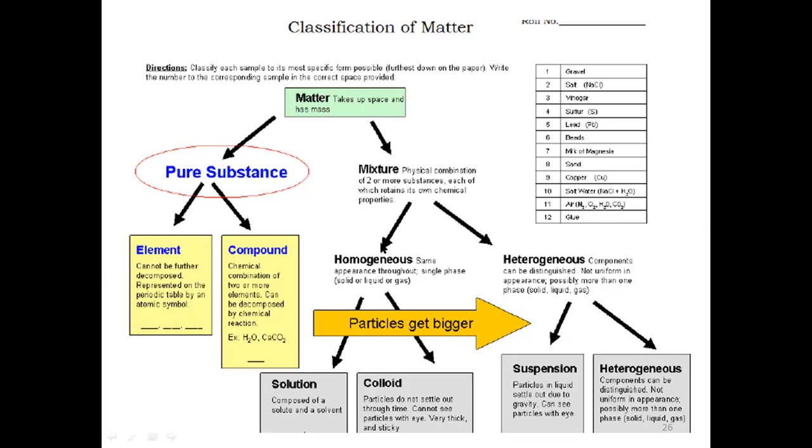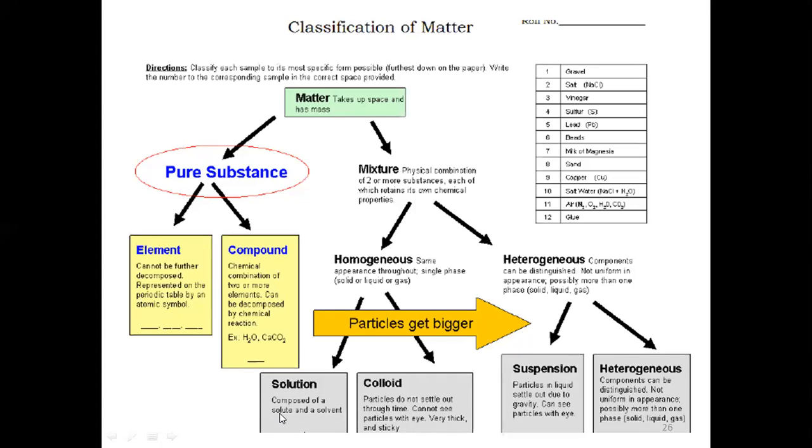You will learn clearly with the proper definition over here. Again, we are going to divide the homogeneous mixture into two parts: one is called the solution and the other is called the colloid. The solution is composed of solute and solvent. In chemistry, we have two components: one is the solute, the other is the solvent.